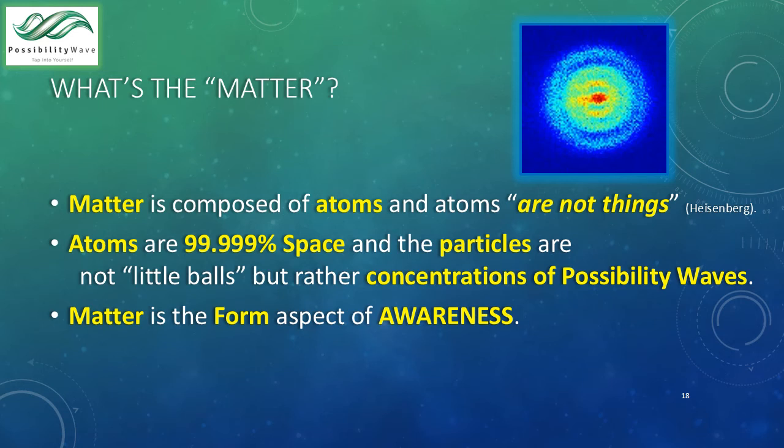Electrons, when you read the current descriptions, they say that in the atom there's kind of an electronish cloud of behavior surrounding this core cloud of proton, neutron-ish behavior. It's really so wonderful. We say at Possibility Wave that matter is the form aspect of awareness. What's the matter?